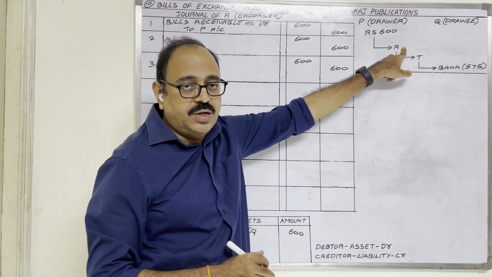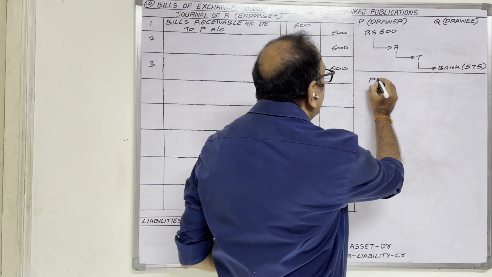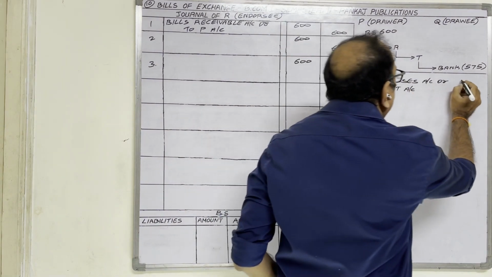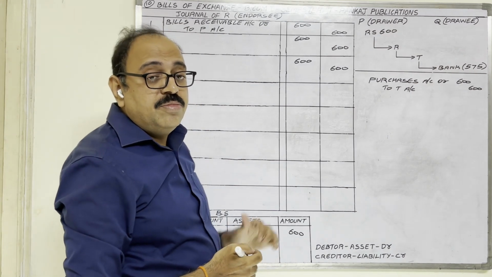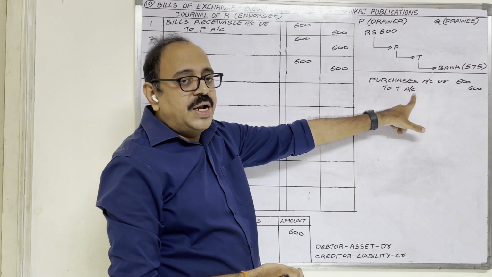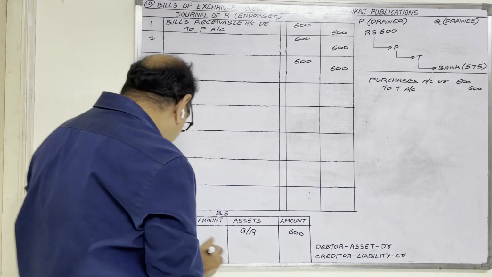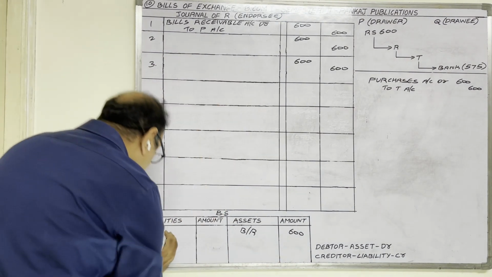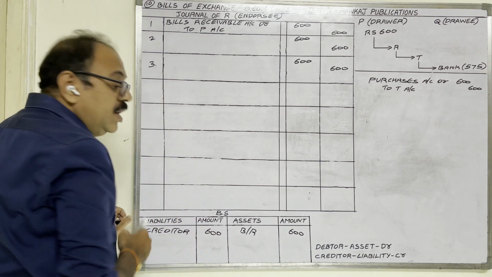Purchase amount 600. So in our books, for that purchase, what is the journal entry? Purchases account debtor to T account, amount 600. So why is purchases account debited? Why is T account credited? Previously I have explained, no? So personal account is credited, means that person is a creditor. It is a liability. In balance sheet of R, creditor 600 is appearing on liability side.